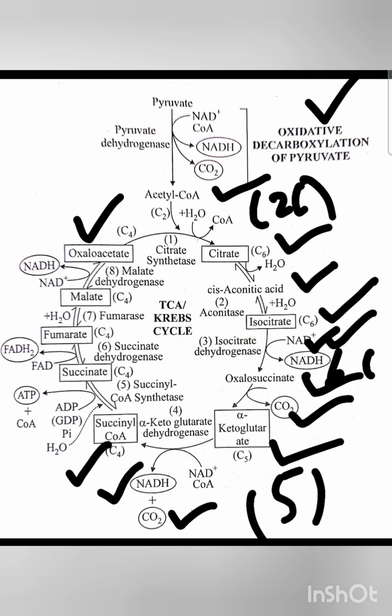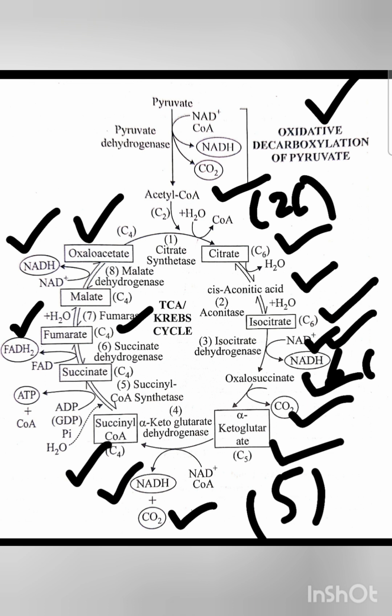Then from succinyl coenzyme A, succinate is formed and one GTP, which is equal to ATP, is formed. From succinate, fumarate is formed, by releasing one FADH2. Then from fumarate, malate is formed. Then from malate again oxaloacetate is formed by removing one NADH. So at the end of the cycle, we have 3 NADH, 1 FADH2 and 1 GTP, which is equal to ATP.